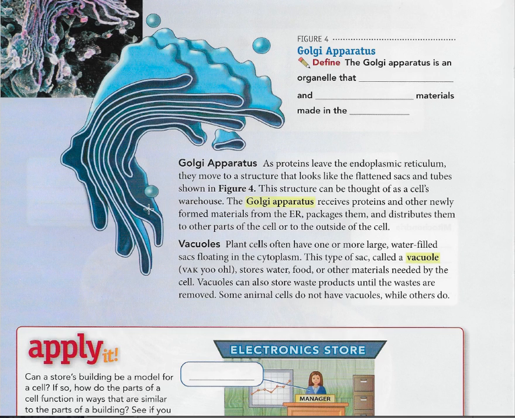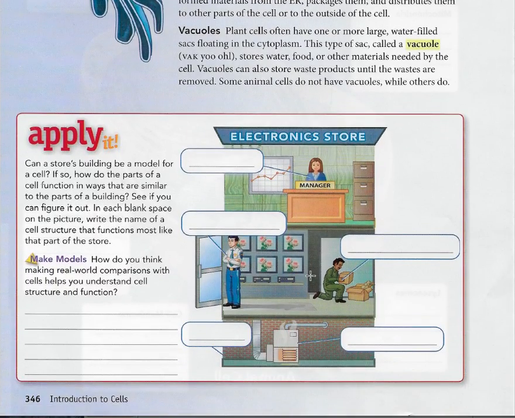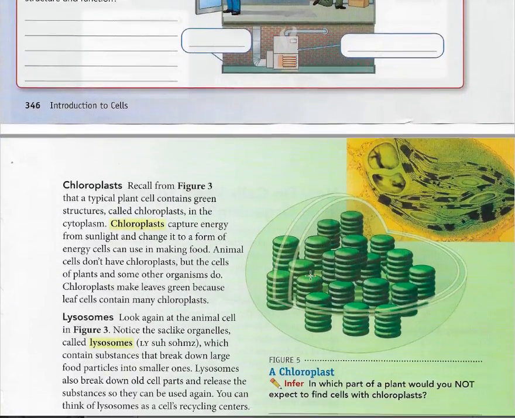Vacuoles. Plant cells often have one or more large, water-filled sacs floating in the cytoplasm. This type of sac, called a vacuole, stores water, food, or other materials needed by the cell. Vacuoles can also store waste products until the waste is removed. Some animals do not have vacuoles, while others do. We'll come back to this. This is a good analogy here.